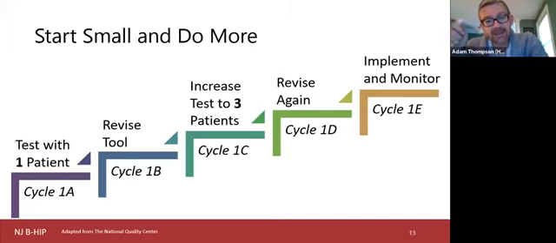Then you go back in and you increase your test to 3 patients. Maybe you have a little bit more confidence in your tool this time because you've already had a test of change and you think you might almost be there. So you're going to spread the tool across a couple other people in order to boost your data. Then when you get to cycle 1D, you're revising again, taking the experience from your first revision and now your second cycle, and make any further revisions as needed. Then you get to your implement and monitor.